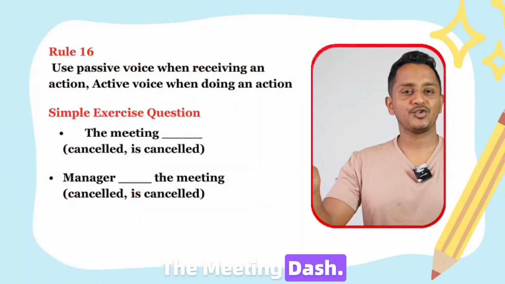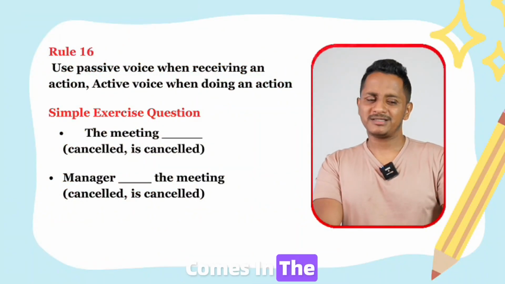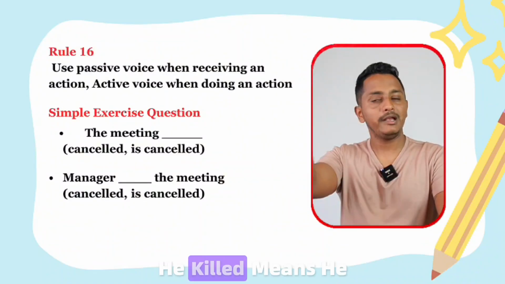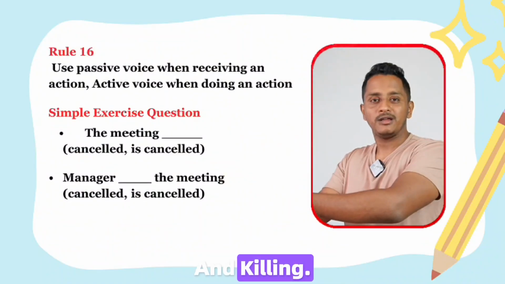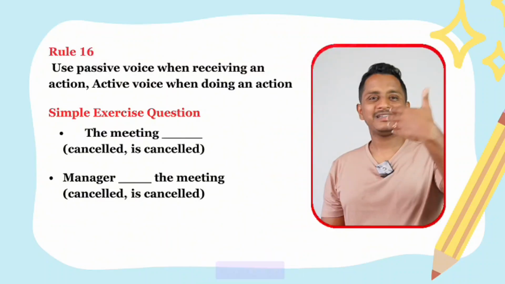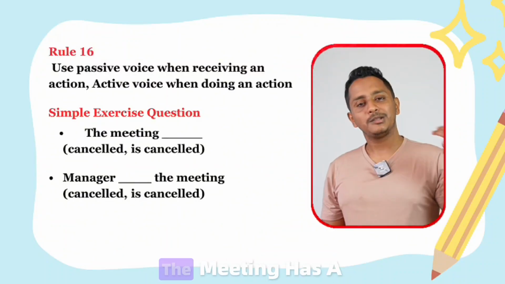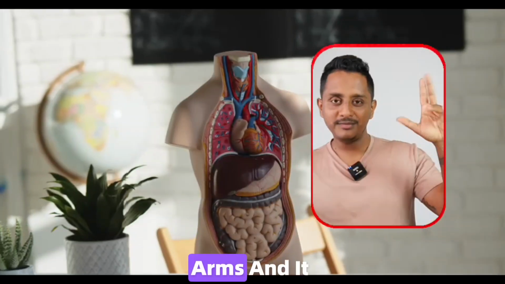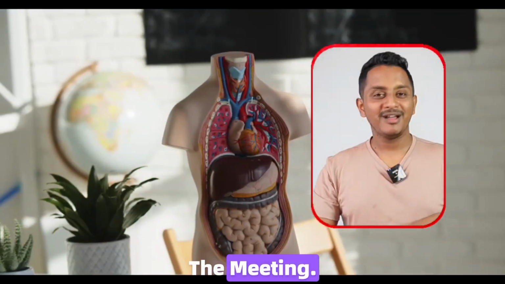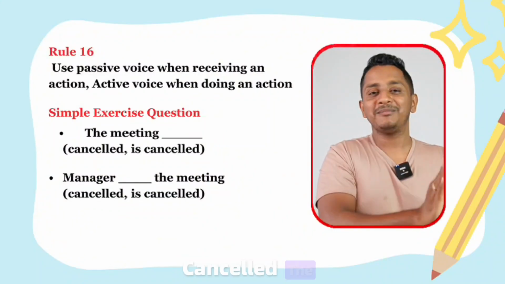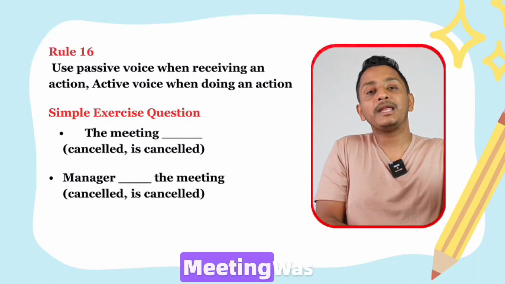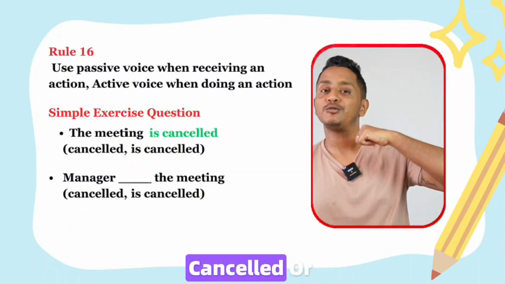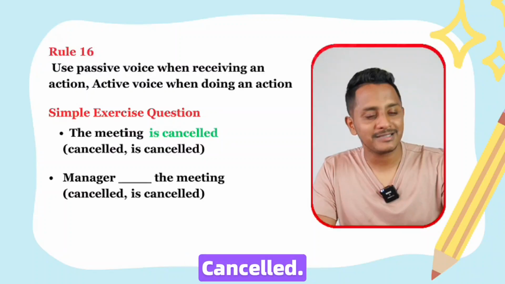The meeting dash. This is how it comes in the exam. The meeting cancelled means the meeting is doing an action. He killed means he is holding a gun and killing. He cancelled means he cancelled something. The meeting cancelled means the meeting has a heart, it has a soul, it has arms and it says, I am cancelling the meeting. Not possible. Someone cancelled the meeting or the meeting is cancelled or the meeting was cancelled. The meeting is receiving an action. So it is meeting is cancelled or meeting was cancelled, not meeting cancelled.